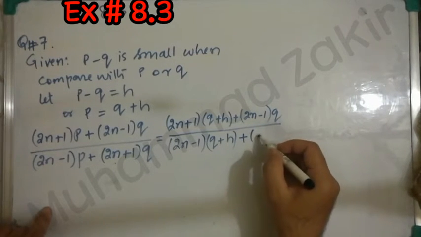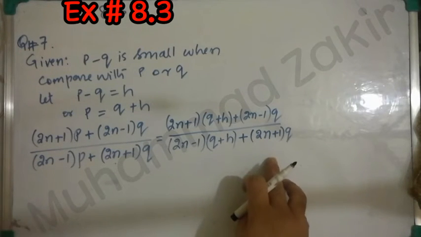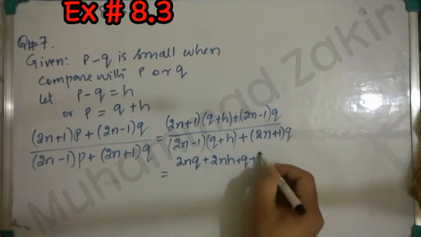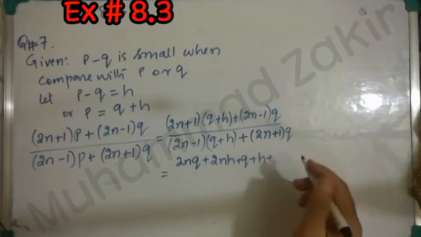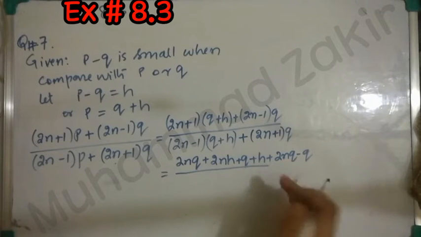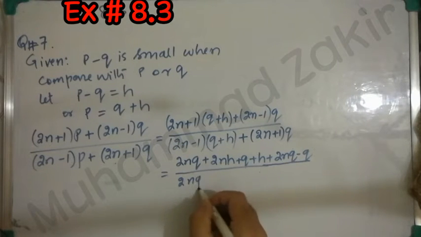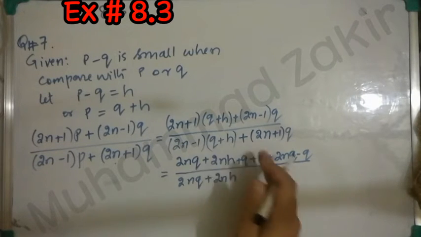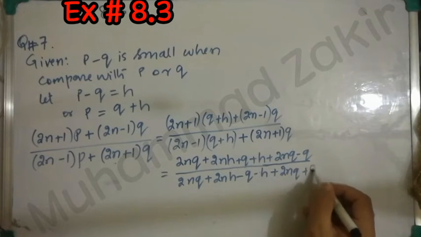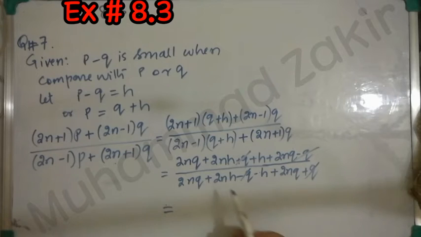Then (2n plus 1)q, q remains q. Now dear students, we are going to simplify it. It becomes 2nh plus q plus h, multiplied by this, the distributive property is used, 2nq minus q, divided by the product of denominator values and sum. 2nq, it will be 2nq plus 2nh minus q minus h. Then here 2nq plus q. We can see q is cancelled in both numerator and denominator, and the rest of the values we will write.